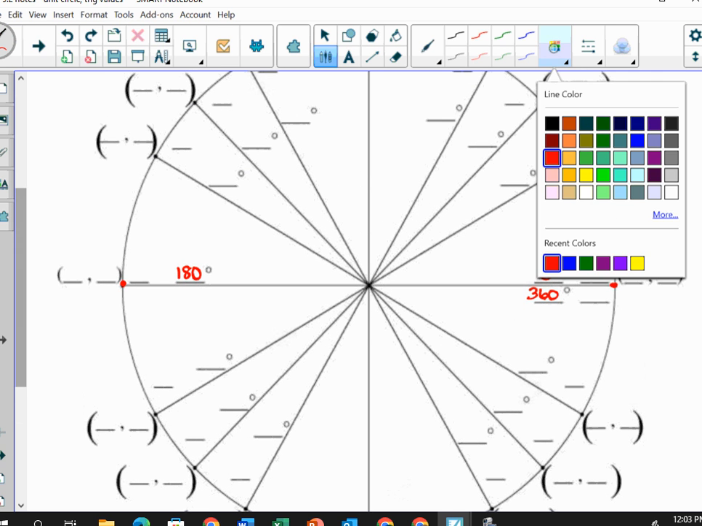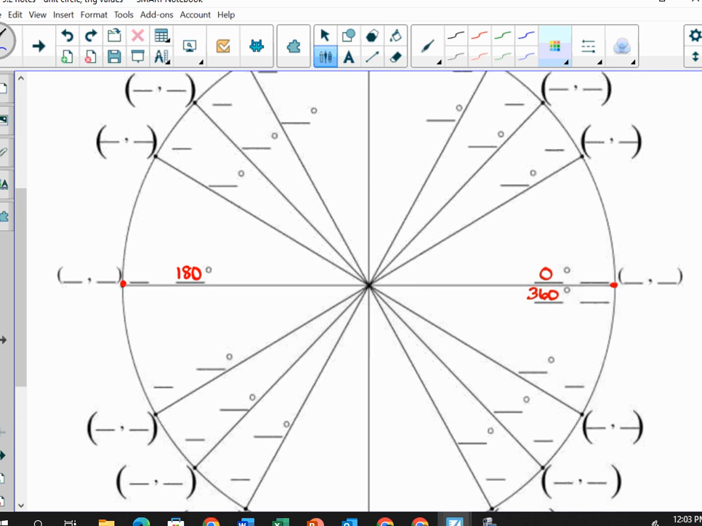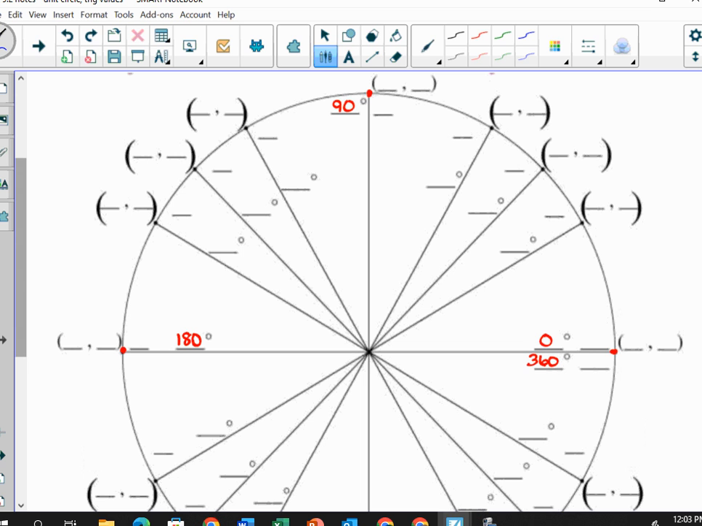All right, I'm going blue next. For blue, I'm going to start with this one in the middle of the first quadrant. Now, you know 90 degrees is up at the top. What do you think that one will be halfway? 45, okay.